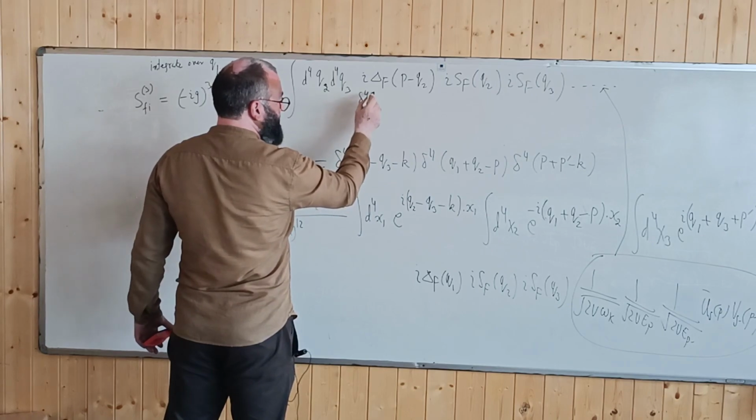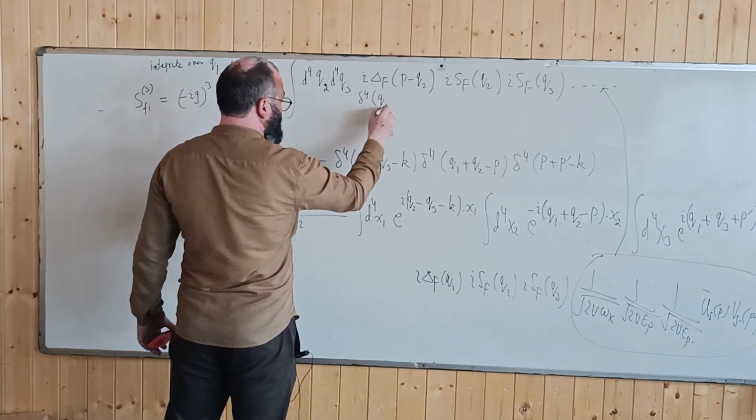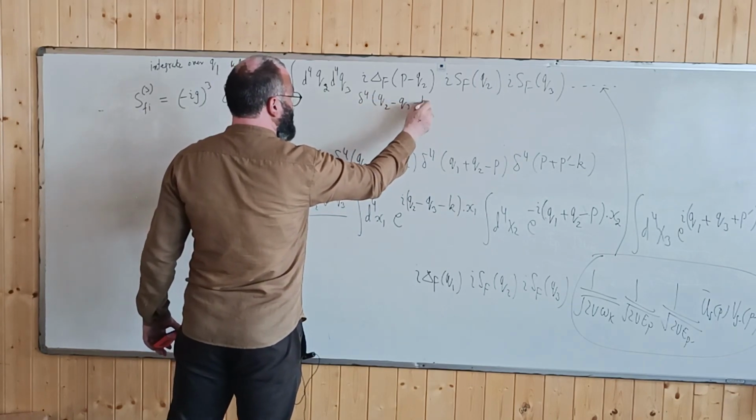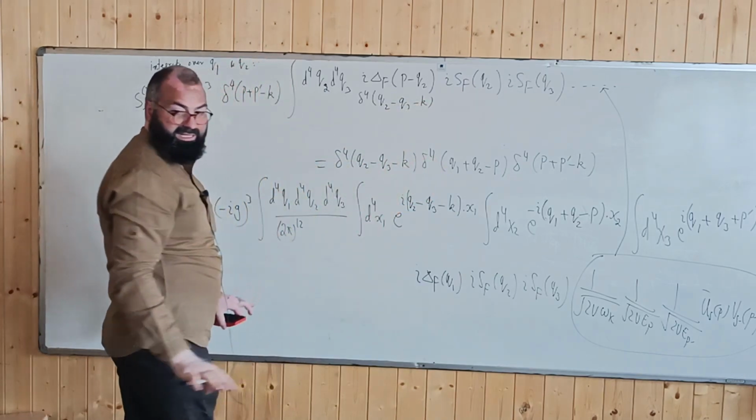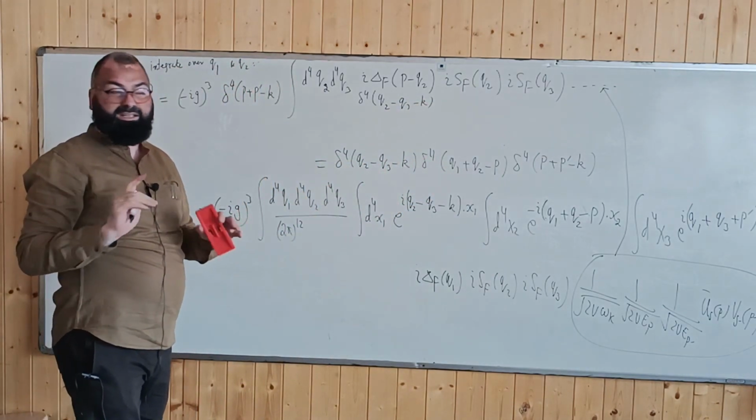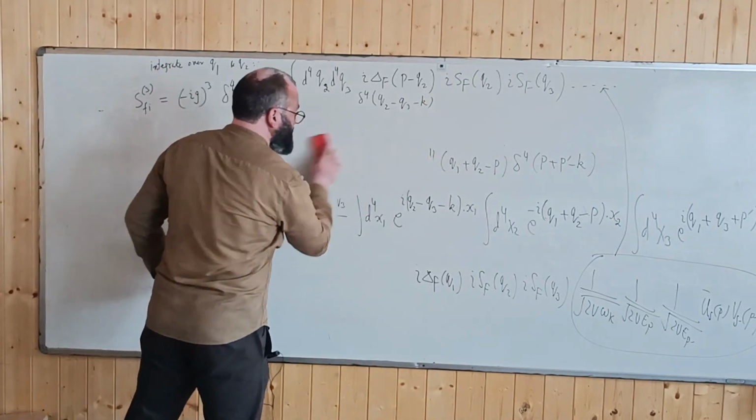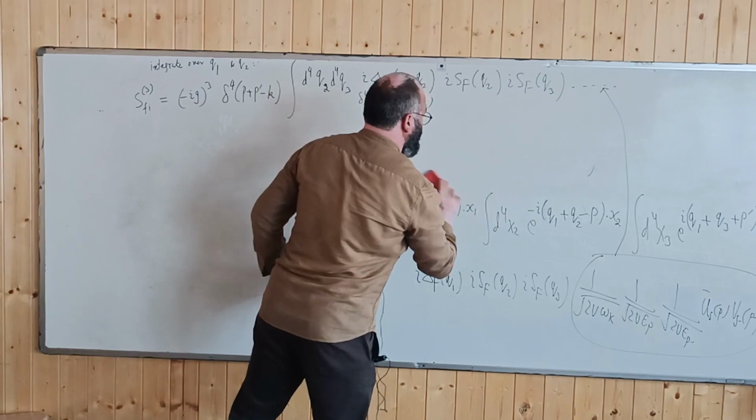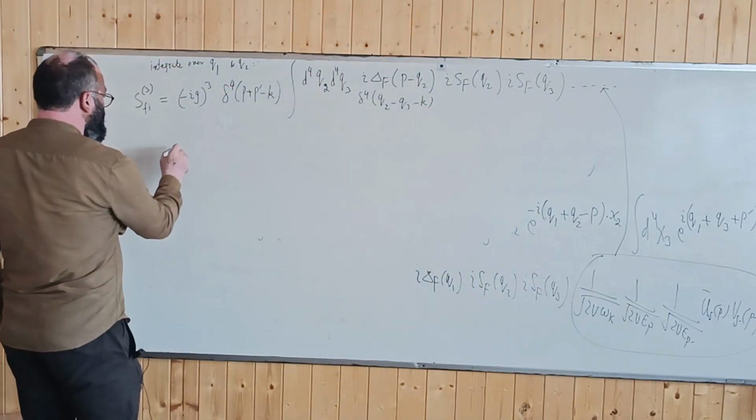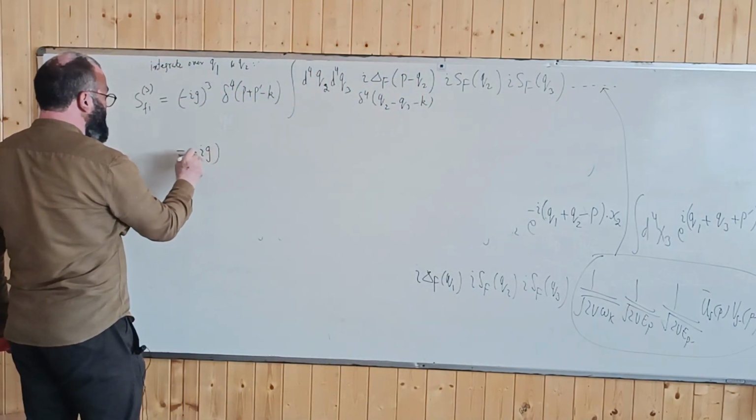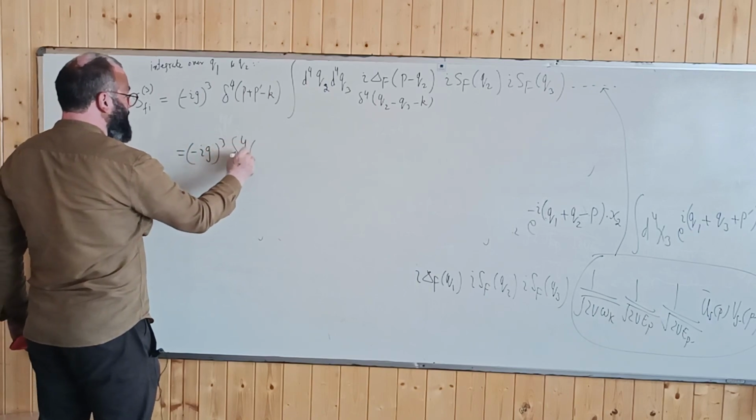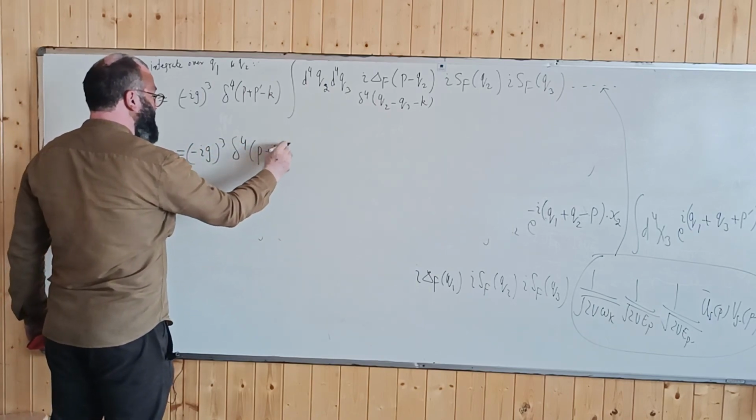So there is a delta function. This delta^4(Q2 - Q3 - K), because I integrate only over this delta function. Understood? Okay. So it is simply the business of this delta function. Now let's integrate over the other delta function. Okay. So it is -i g^3, so it is delta^4(P + P' - K).